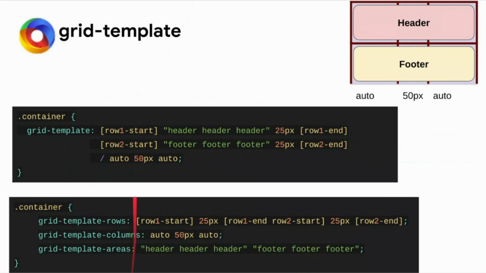So these two are similar. If I have written grid template like this, it is equivalent to the code below. It would be grid template rows, then grid template columns and grid template areas. So that same code we can write in grid template in a more compact way. It is a little bit tricky, but yeah, till now it's very simple.